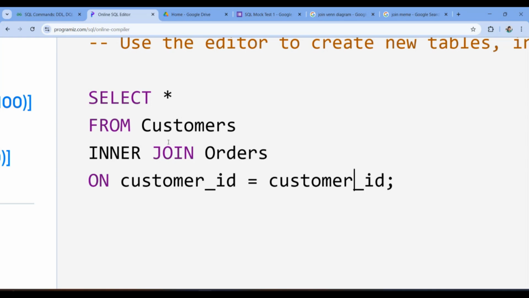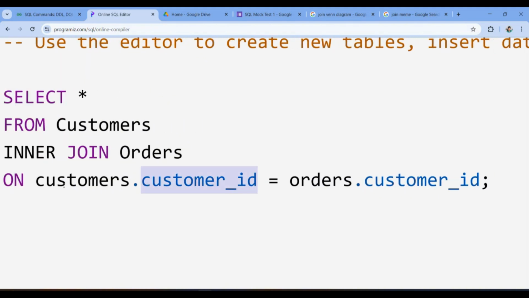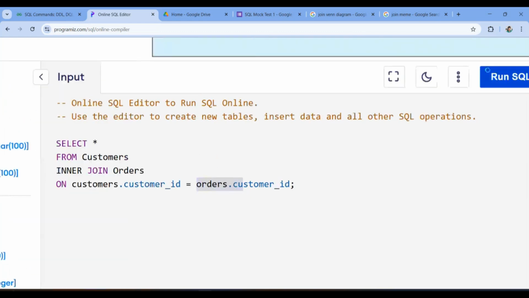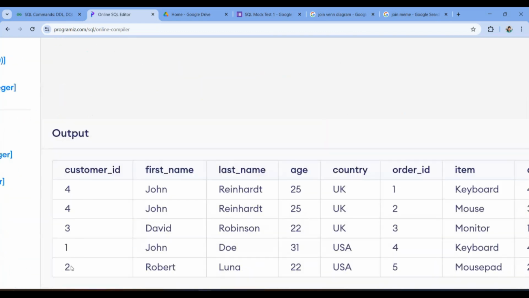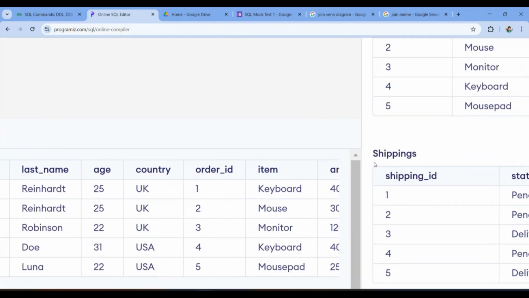So from customers. I'll come to the alias a little bit later. We can also say it like this: customers dot customer ID and orders dot customer ID. This says that this customer ID is coming from the customers table, and this customer ID is coming from the orders table, right? And now if I run this, you have 5 rows in here. Like you said, in the join you'll have 5 rows. And you see from here to your country, that is your table 1. And then you have your table 2 afterwards.